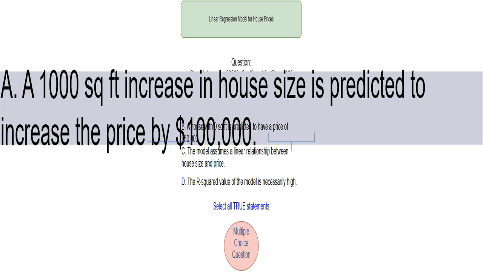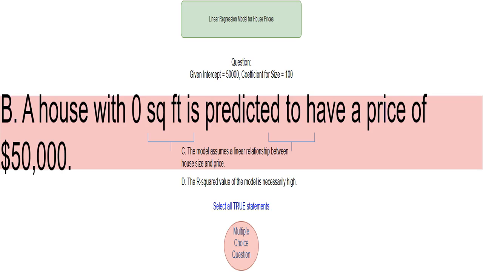This statement tests your understanding of how the coefficient affects predictions. The coefficient is 100, meaning that for every 1 square foot increase, the price increases by $100. Therefore, a 1,000 square foot increase would result in a $100,000 increase. $100 * 1,000 equals $100,000. This statement is true.